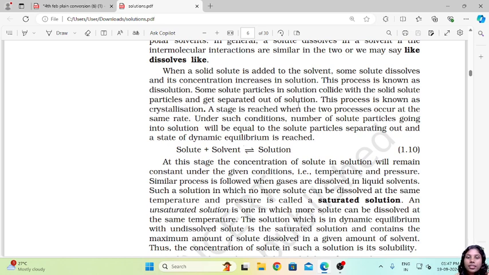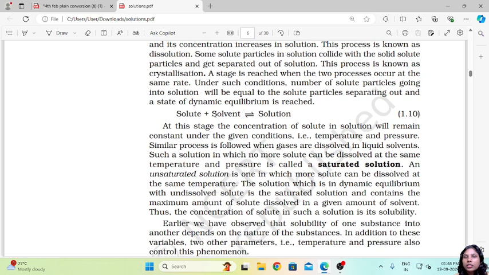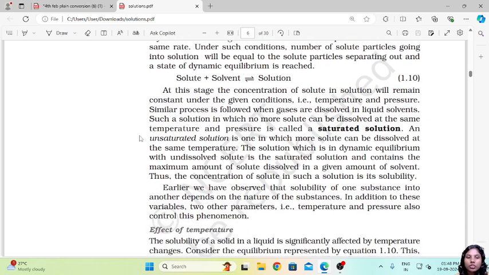Finally a stage is reached when the two processes occur at the same rate. Dissolution and crystallization are occurring at the same rate. Under such conditions, the number of solute particles going into the solution will be equal to the solute particles separating out, and we reach a state of equilibrium: solute plus solvent equals solution. At this stage, the concentration of solute in solution will remain constant under the given conditions, that is, temperature and pressure.